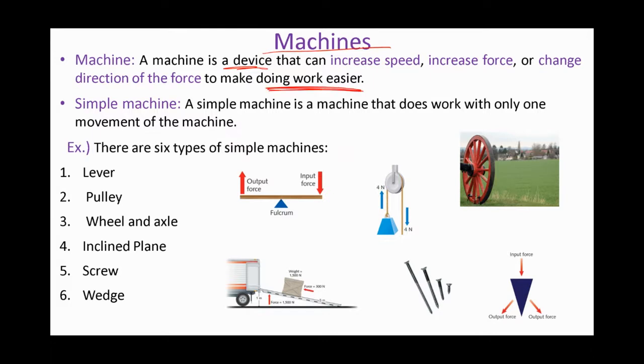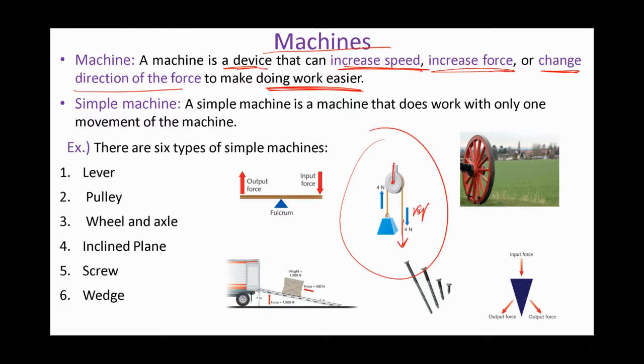How is that? The machine does what? The machine might increase your speed, like when you ride the bicycle. When you ride the bicycle, it increases your speed. It might increase the force. We will know how it will increase the force. Or it will change direction, like this pulley, for example. I will pull the rope so I can lift this weight.